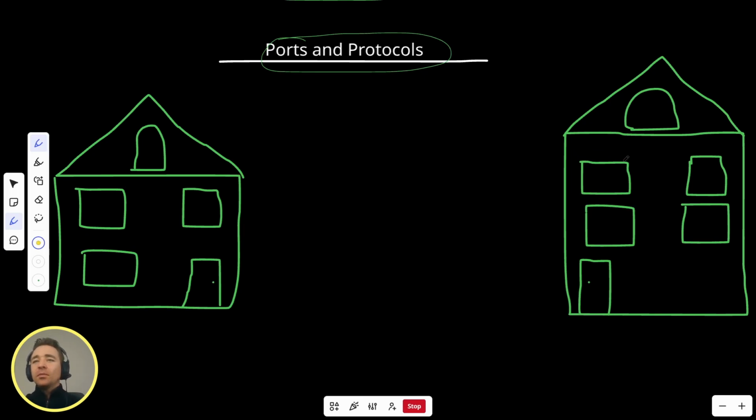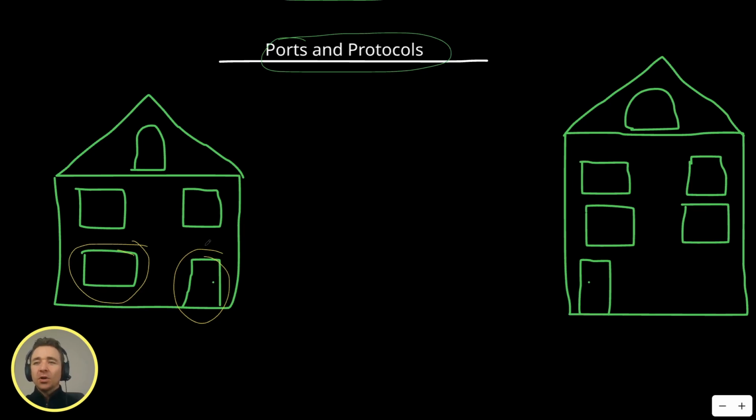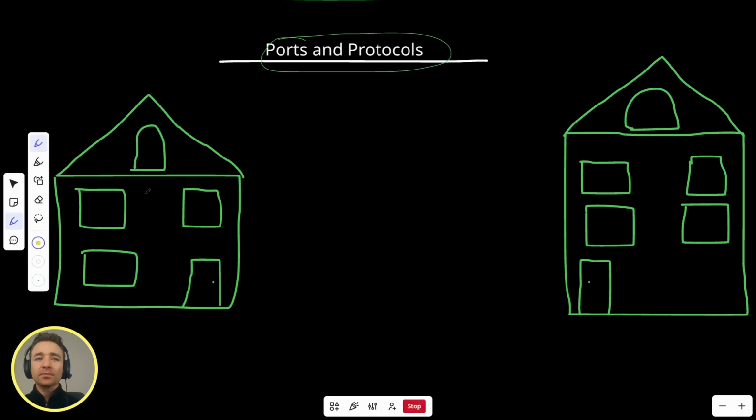So each building represents a computer. Now, the door, the window, each way of entry essentially represents a port on your computer. So hopefully we've got that so far, right? The house represents a computer, the door and the window represent a port. They're at the same house, they're at the same address. They're just a particular way of entering. And we're going to take it one step further.